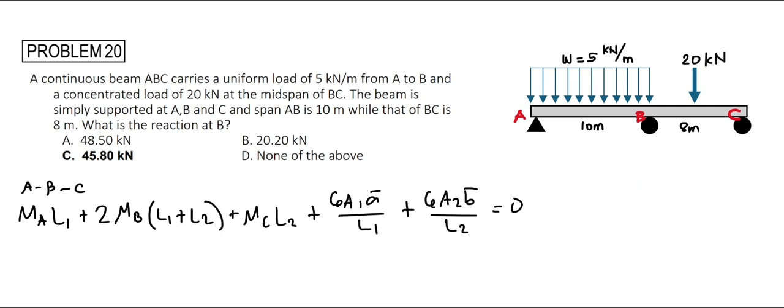Now let's plug in the known values. We have the moment at A that is just equal to 0 because the moment at the free end of a simply supported span is just equal to 0, and also M sub C. We have the length of the beam on the left side of B that is just equal to 10 meters, and the length of the beam on the right side that is equal to 8 meters.